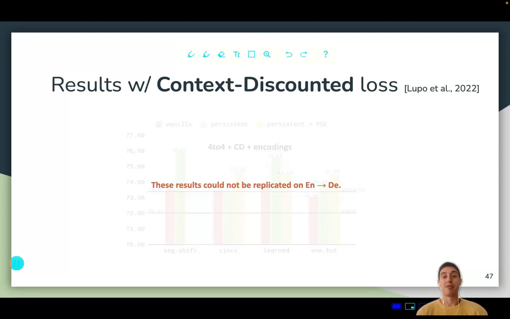More empirical efforts are needed to precisely define under which conditions sentence position encodings can help the concatenation approach trained with context discounting.